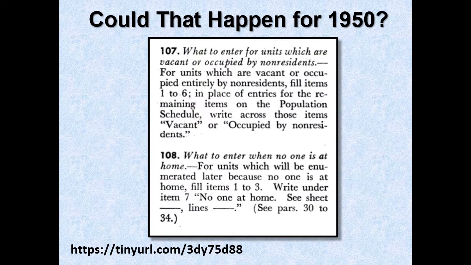If we look at the instruction manual, the enumerator manual, what to enter there, if the enumerator comes on a vacant or a residential area occupied by people who live elsewhere, non-residents, then they are told to put down after column 6, vacant or occupied by non-resident in that line. And then section 108 says that if you go to a residence that no one's home, but you know they will come back later, you leave a space for them, and then right under item 7, no one at home. So we might get people who are on the name index called no one or vacant or occupied. I'm going to be looking for that when it comes out.